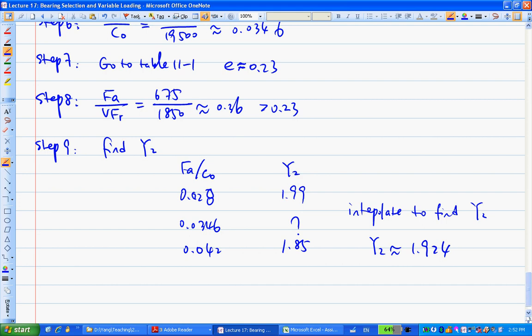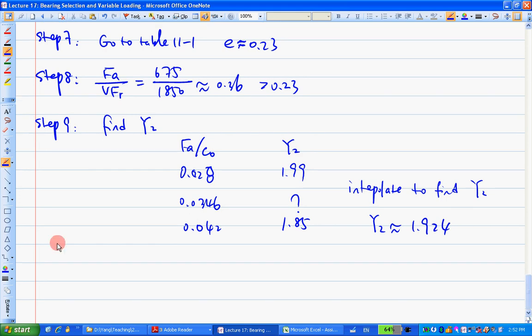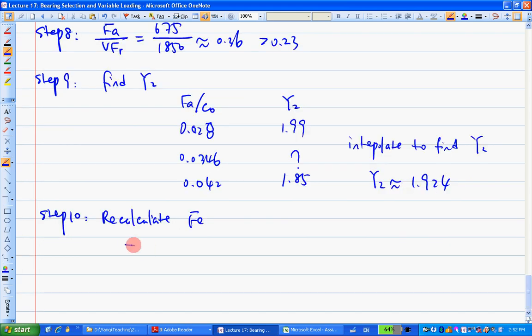Okay. So if you don't remember how to interpolate, they're basically straight lines, right? Just look at Lecture 17. Okay. So in the end, let's recalculate the FE. So FE, again, same formula, but this time your y2 is the actual y2 based on a certain bearing, right? So that equals 2334 pound force.